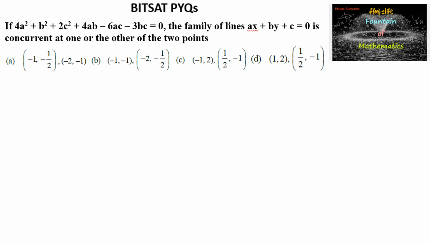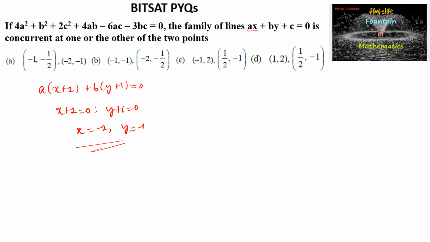Means for a times of x plus 2 plus b times of y plus 1 represents a family of lines, and all the lines will be passing through the point of intersection of x plus 2 is equal to 0, y plus 1 is equal to 0. That is x is equal to negative 2 and y is equal to negative 1.